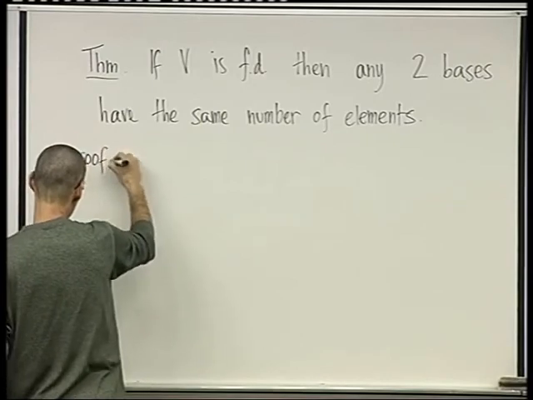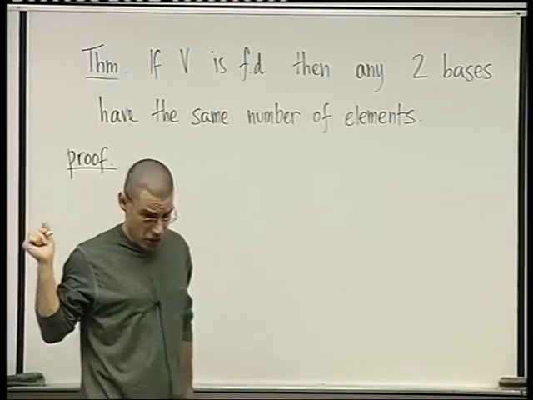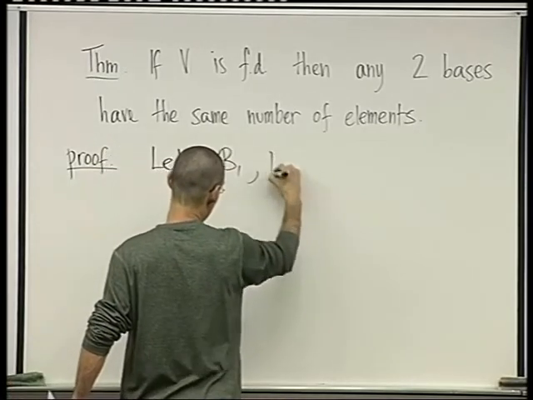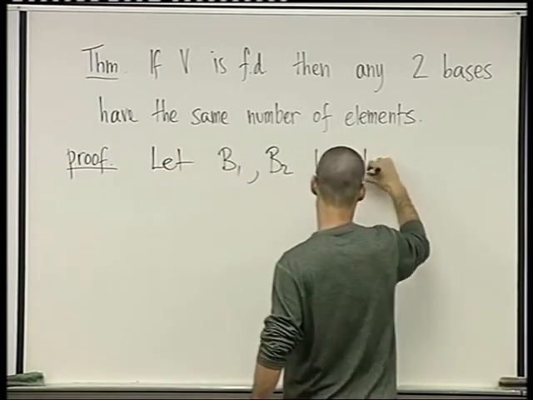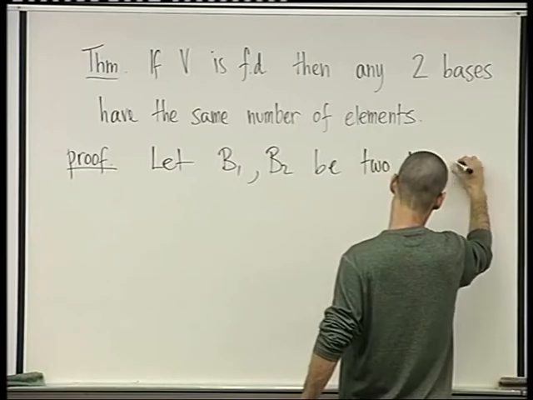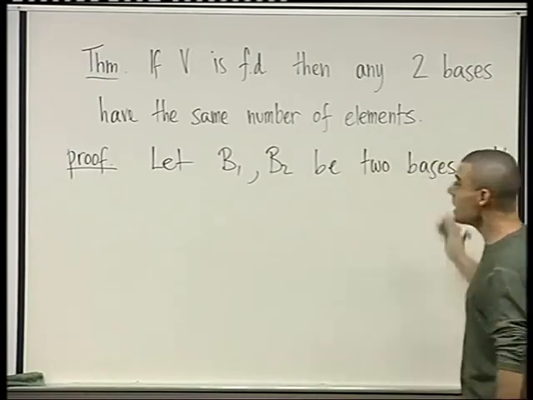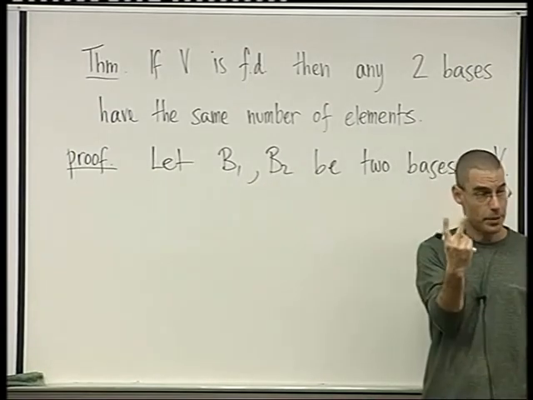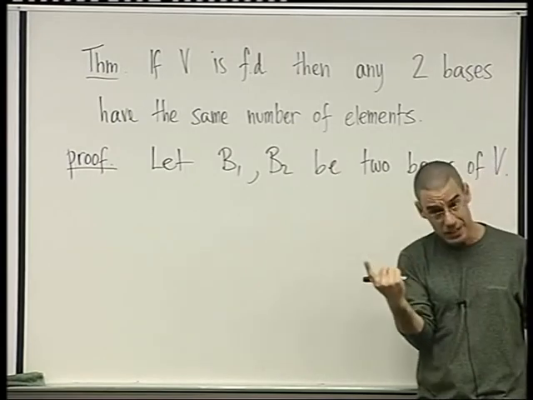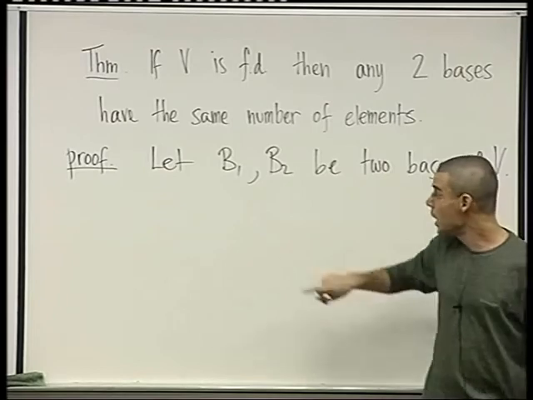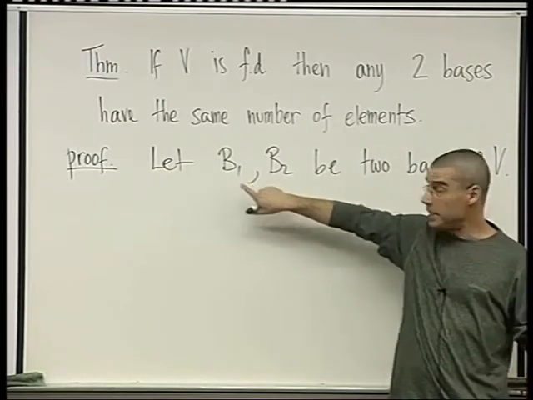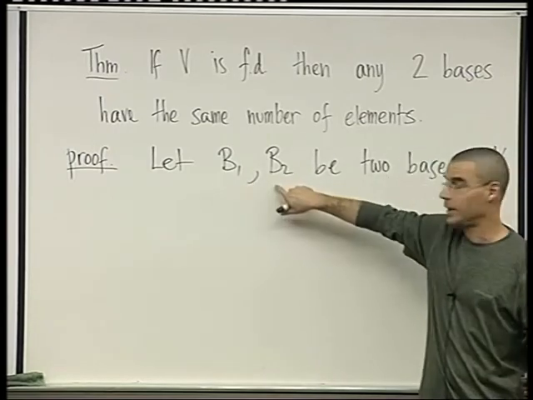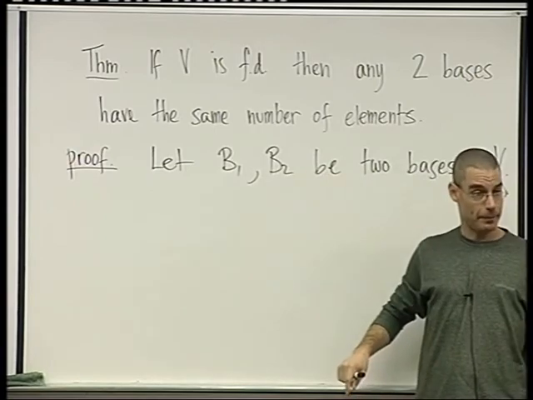Prove the theorem based on the Steinitz exchange lemma. So let B1 and B2 be two bases of V. Take two bases. Both of them are bases, so both of them have the two properties. They're simultaneously a spanning set and a linearly independent set. So B1 is a spanning set, B2 is a linearly independent set, therefore the number of elements of B1 is greater than or equal to the number of elements of B2 by Steinitz's exchange lemma.